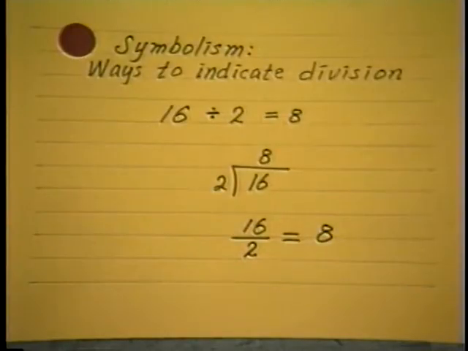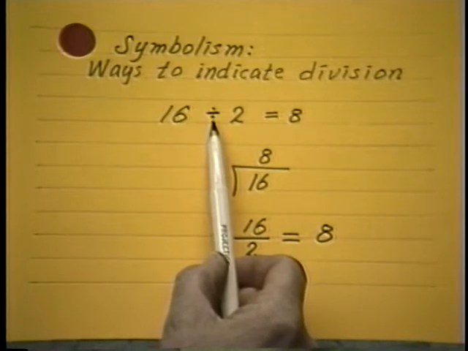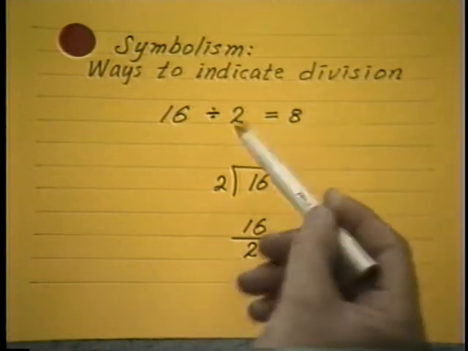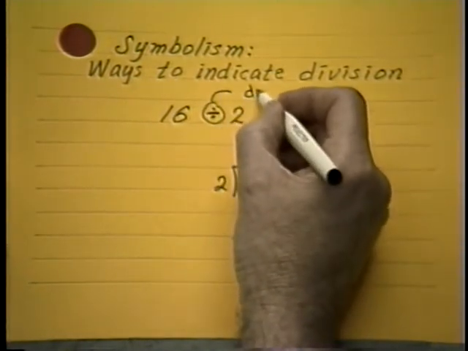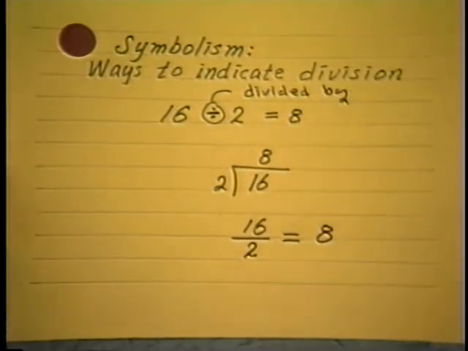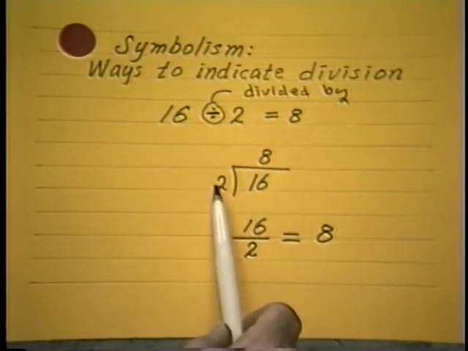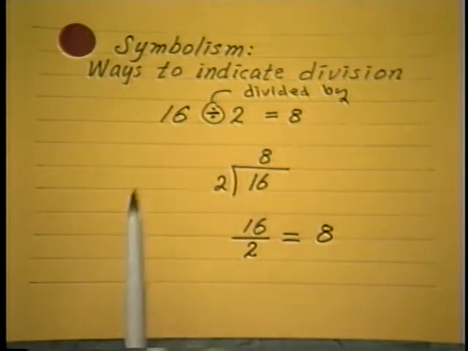Let's recall for a moment that division can be shown in several different ways. This is, of course, the division symbol. So this reads 16 divided by 2 is 8. It's important to realize that this symbol does not mean divide, it means divided by. This can be read as 16 divided by 2, or if you wish, 2 into 16 goes 8 times.